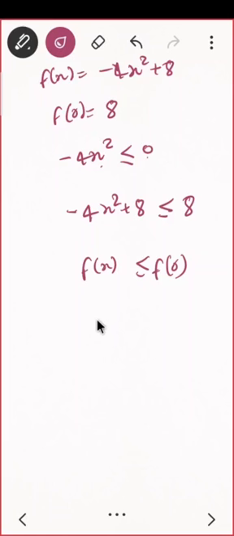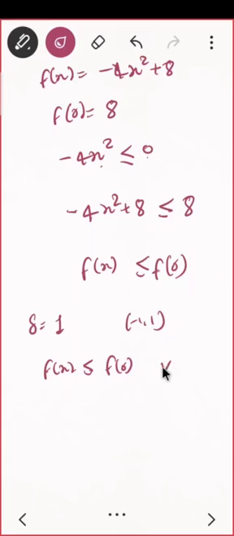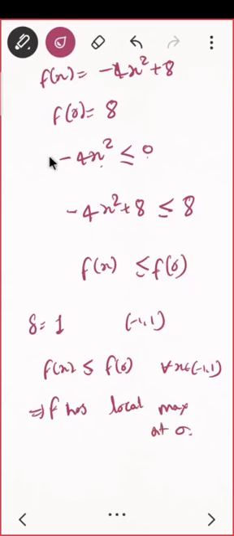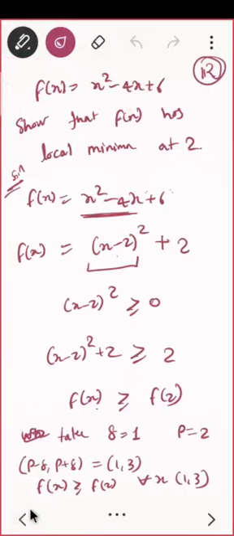Can you say something for the point 0? Yes, 0 is a local maxima. Perfect. You can choose delta equal to, say, 1, so what will I get? The interval -1 to 1. You can say f of x is less than or equal to f of 0 for all x belonging to -1 to 1. Correct? So what do you say? It implies f has a local maxima at 0.